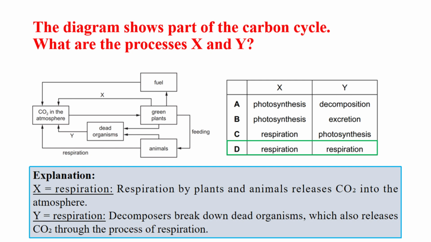Here's the question we'll be solving today. The diagram shows part of the carbon cycle. What are the processes labeled X and Y? Now, let's take a look at the four possible options.